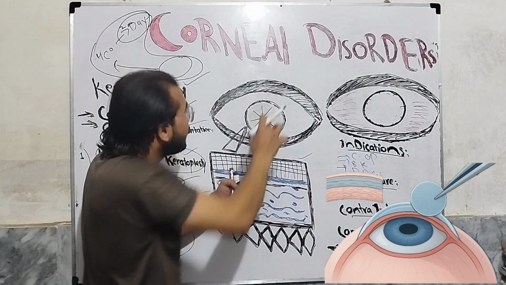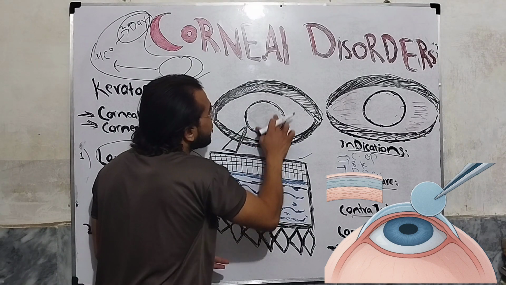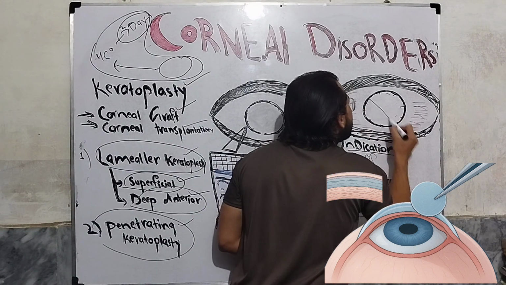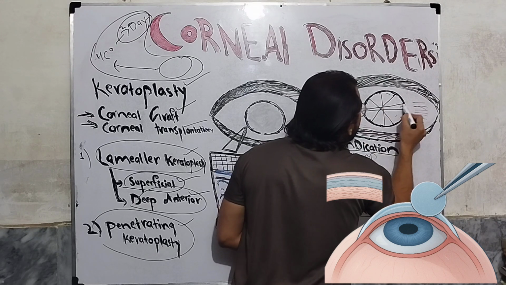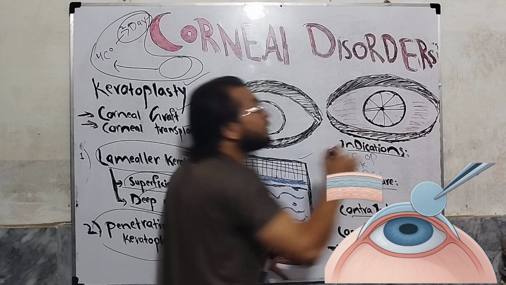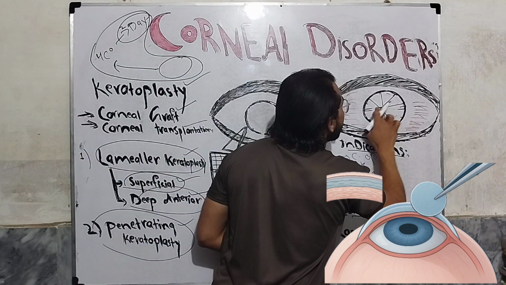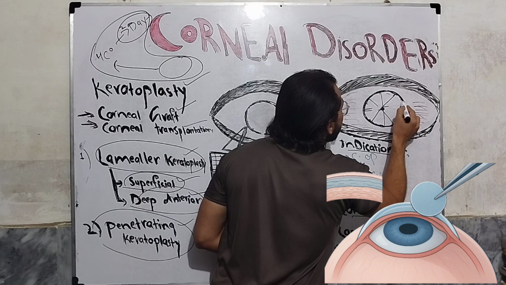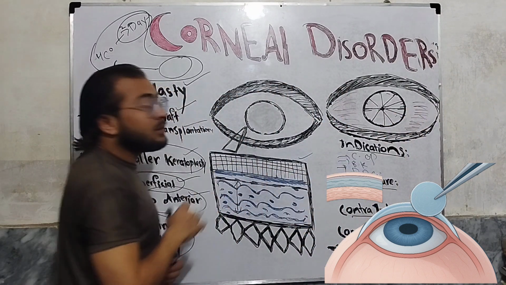Now we will take this donor's healthy corneal button and place it on the diseased cornea of the recipient. And then we will suture it. So this is the procedure for corneal transplantation.